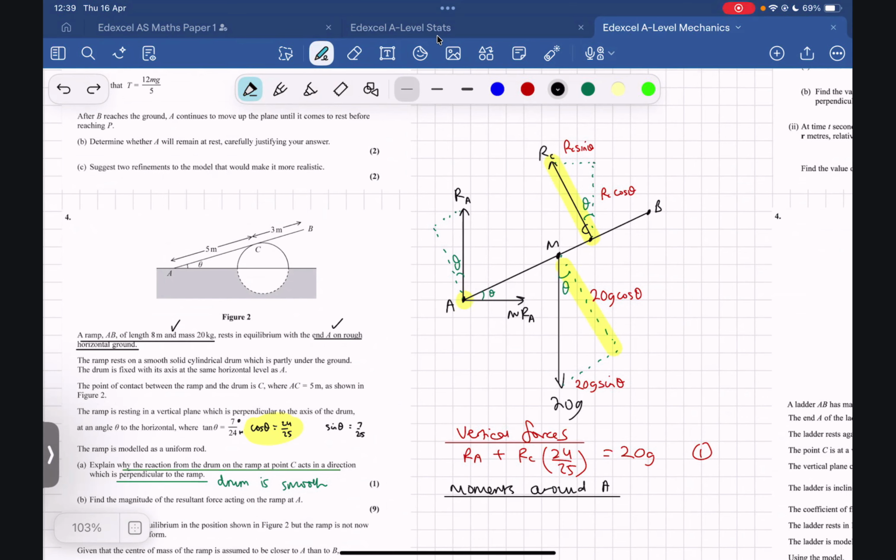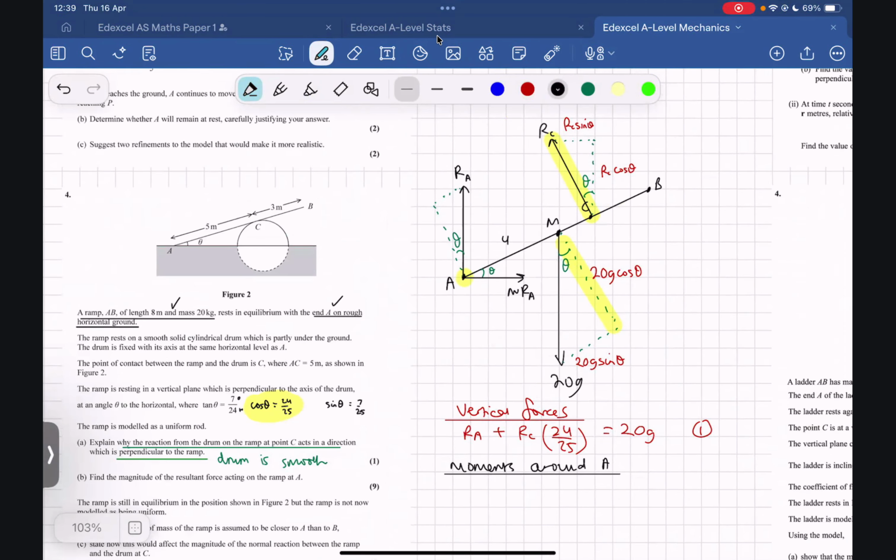Okay, understood. So now we have 4 meters. Isn't it 5? No, yeah, it's half. Yeah, cool, 4. So we have force times distance. So we have 20g cos theta times 4 is equal to RC times 5.